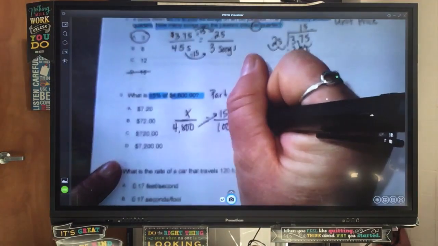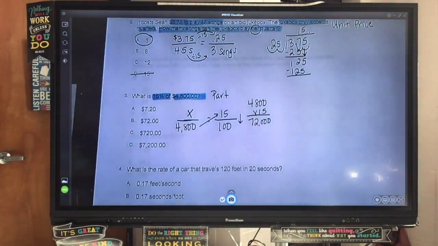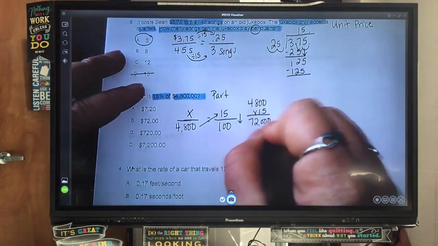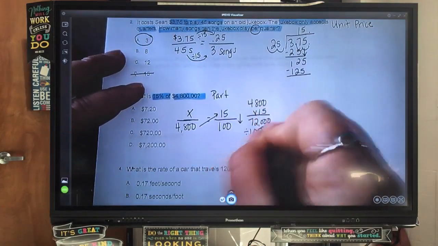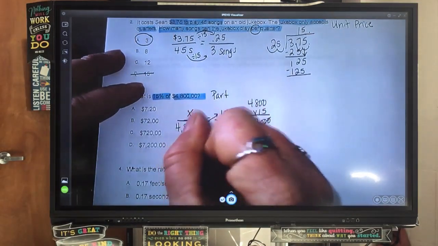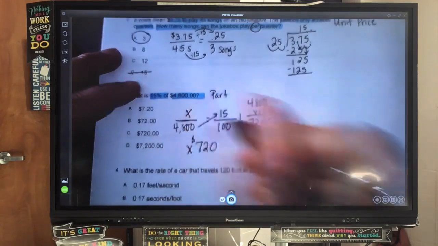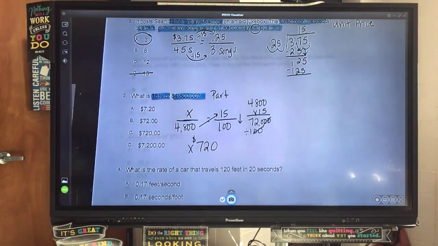And then Kylie, what do I do with that 72,000? So I cross multiplied and then I what? Divide by 100. All right, so when I divide 72,000 by 100, all I have to do is what? To make this problem really easy, what do I have to do here? Get rid of the 2 zeros. Get rid of your 2 zeros, because you're essentially going to divide by 100, so I can cross those two off and those two off. So X is $720. Okay? So that's if you cross multiply and divide.